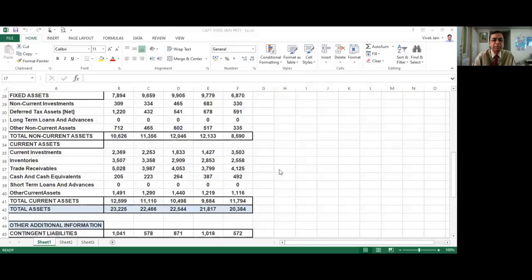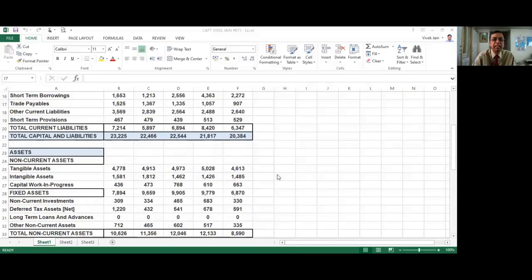Trade receivables from sundry debtors, 5,000 crores. Cash and cash equivalents in the bank, which is about 205 crores. And there are other current assets which may also be encashable, miscellaneous forms ranging from 1,100 to 1,491. These current assets are totaling to 12,599. More or less, you can say that 12,599 is something that the company has got as encashable assets, you see. And this, when combined with non-current assets, gives you a total of 23,225.